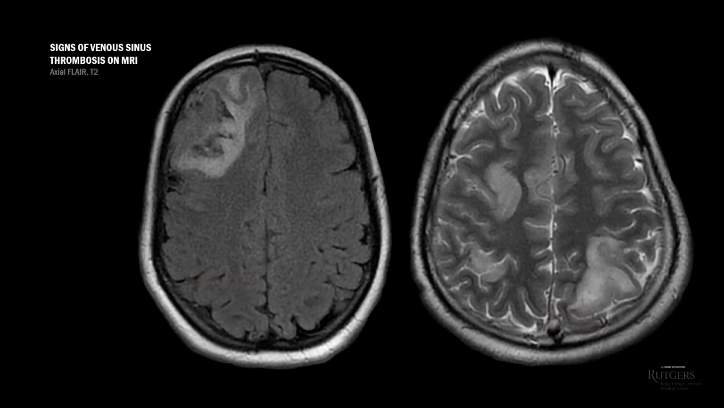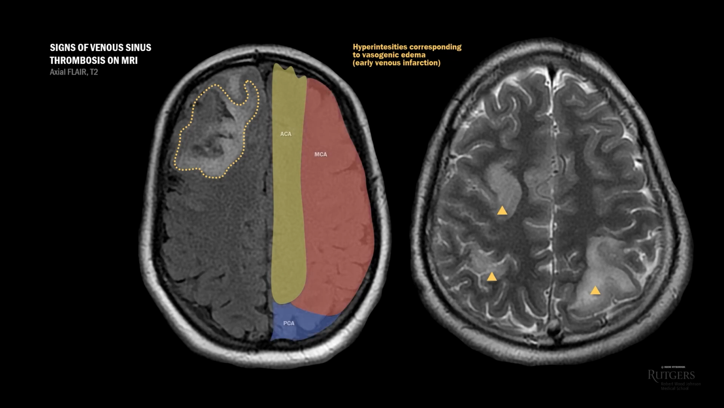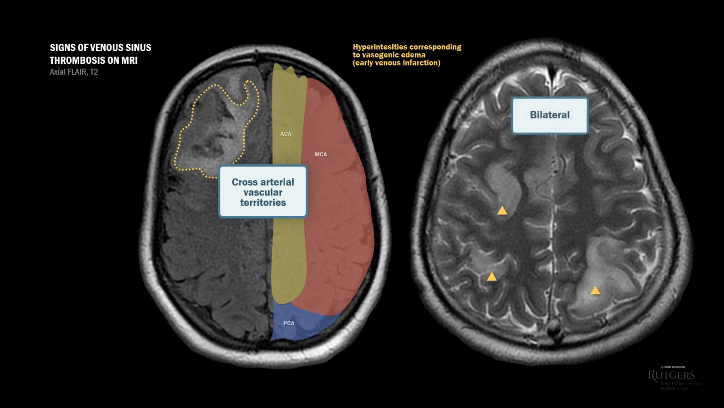MRI is also excellent at showing sequelae of venous sinus thrombosis, like venous infarctions. How do I know these are venous infarctions? For one, the lesions cross arterial vascular territories. The lesions are bilateral. And most importantly, the vasogenic edema builds up at the gray-white junction, initially sparing the cortex.